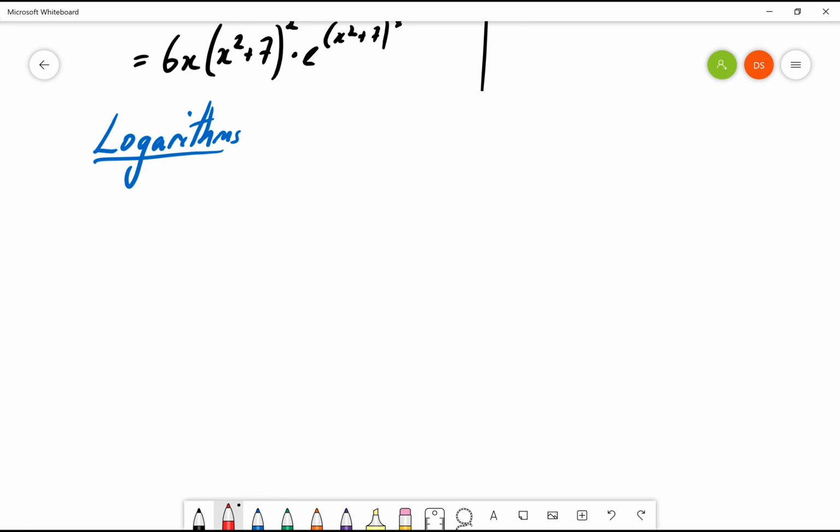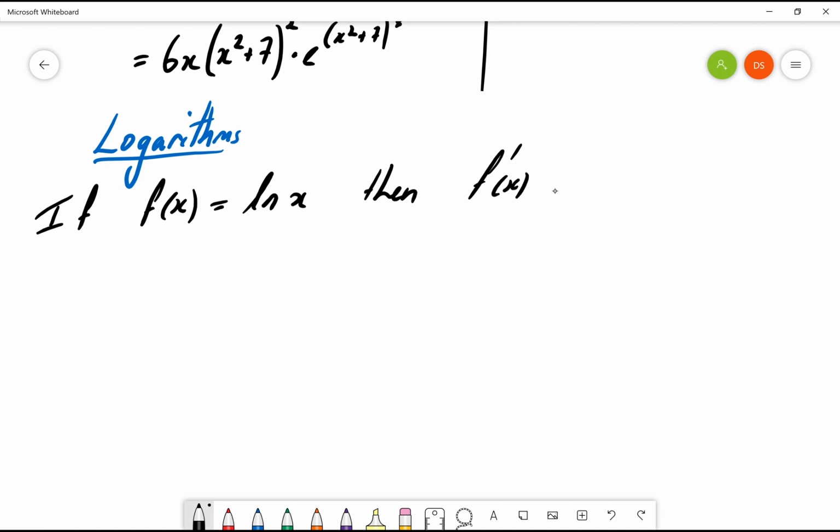So the standard log function, if f of x is equal to the natural log of x, then okay, and we're going to just work with the natural log. If this is equal to the natural log of x, then f dash of x is equal to 1 over x. Once again, this is not true.